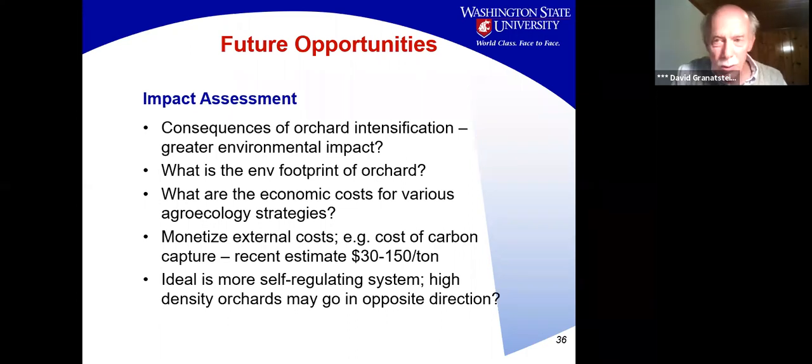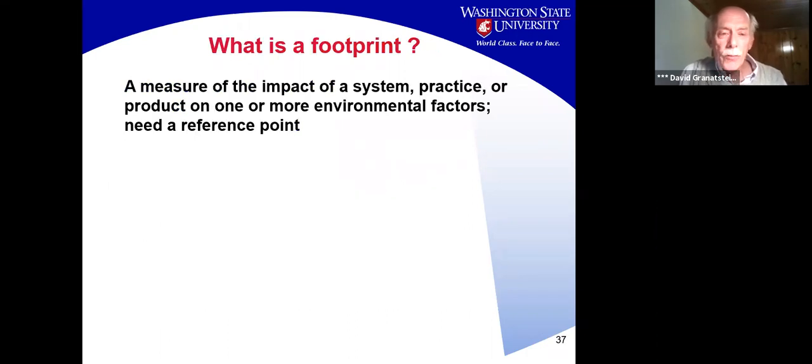We don't need to do much but go out and pick the fruit and enjoy it. Well, that's going to be tough to do, but at some level, we're going to be able to achieve improvements in that direction. So I'll just talk for a minute on footprints, which is one way of trying to measure the impact, the change. Footprint simply is a measure of the impact of a system, practice, or product on one or more, typically environmental factors.